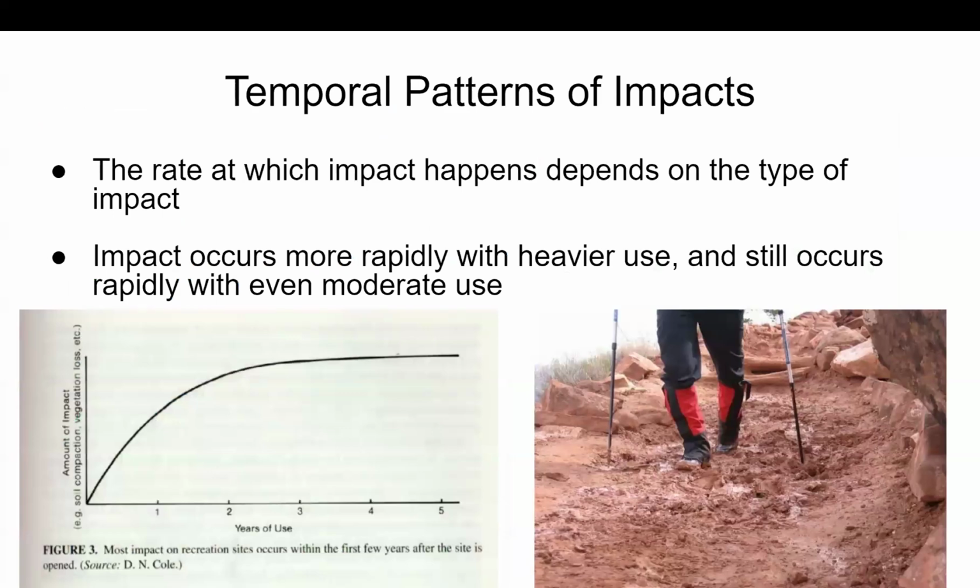Your temporal patterns for the impacts are basically about how long it takes for a place to be considered impacted. At first, depending on how heavy the use is, it will occur very steeply and very quickly. It will become very much impacted, but after a few years, as this graph shows, after about 2 years it starts plateauing out because it really can't get impacted beyond what it is.